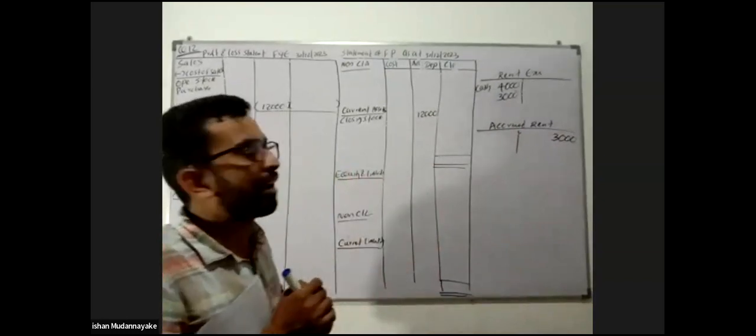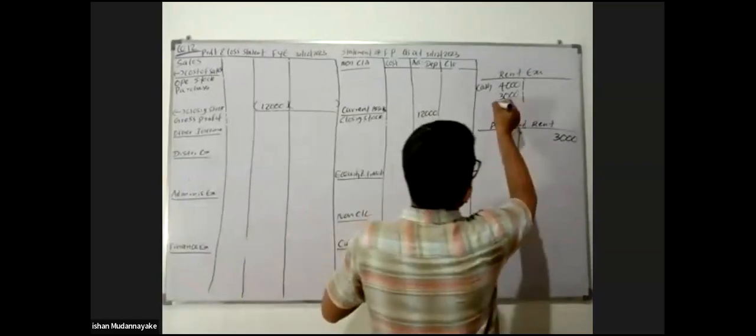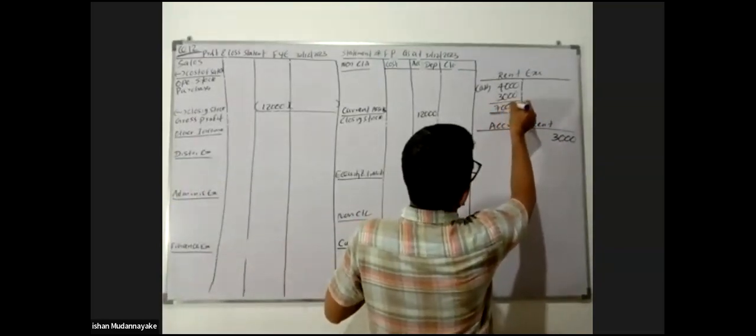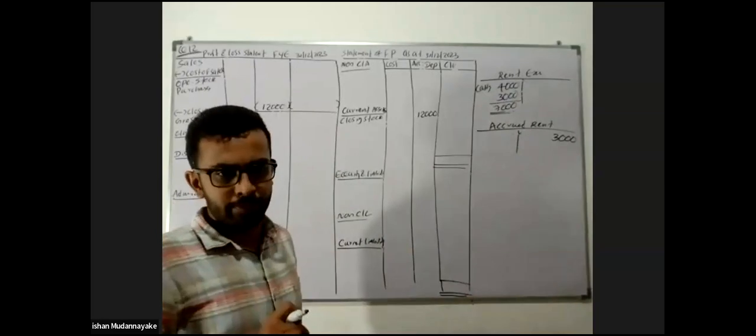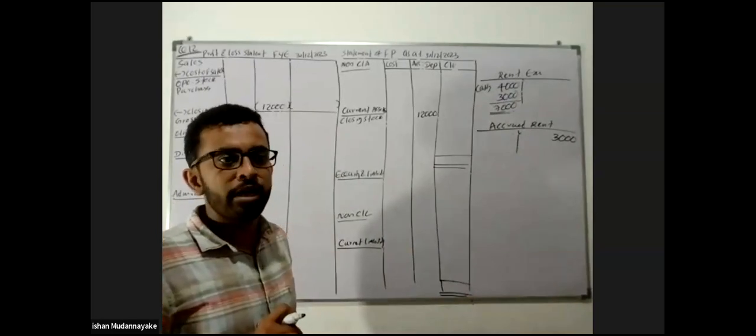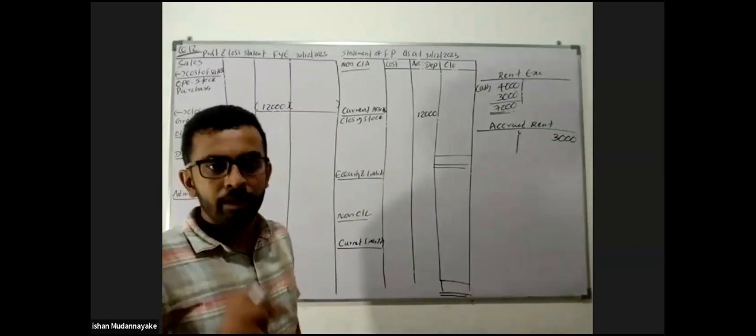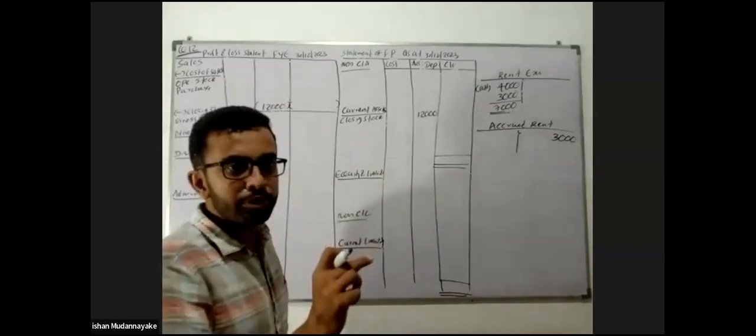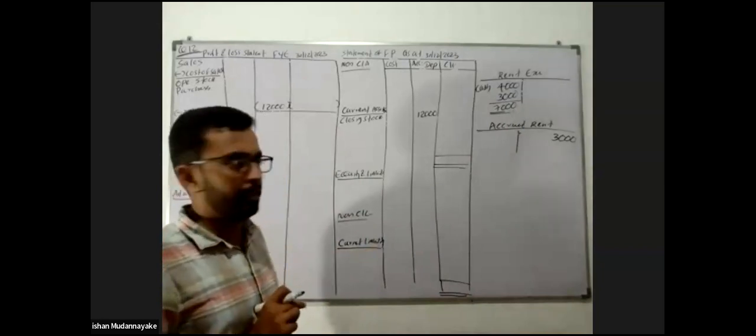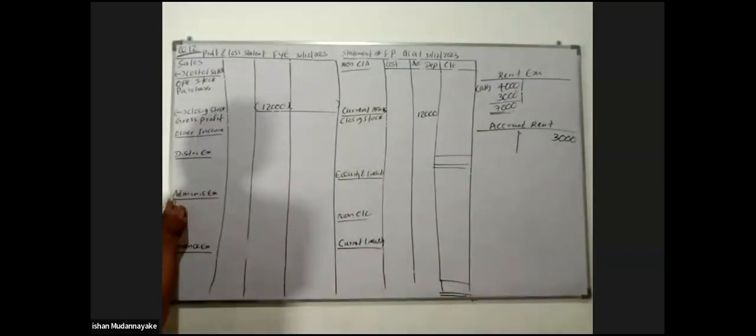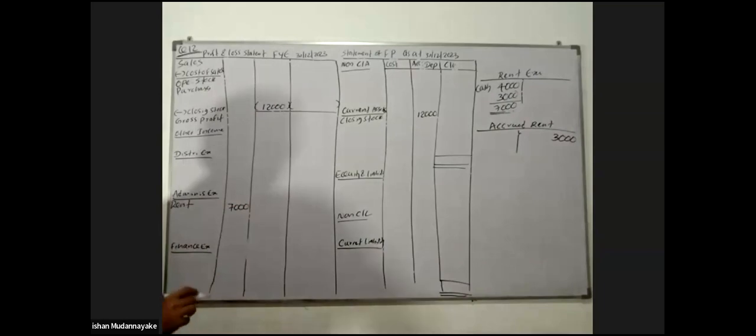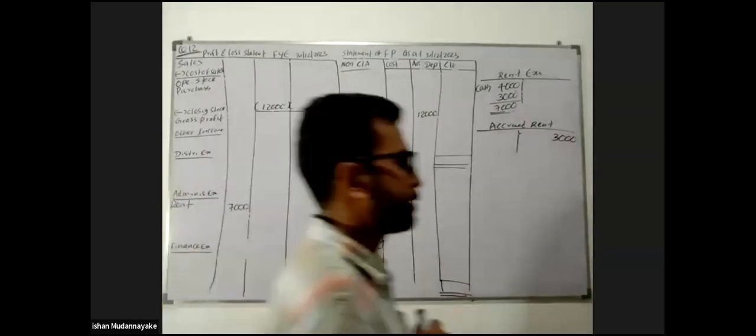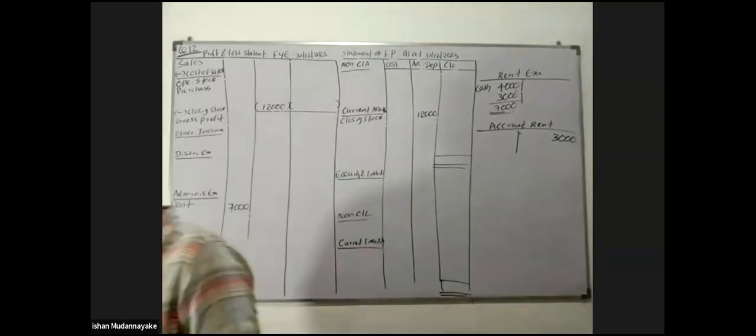Now, total rent expense for the period, how much? 7,000. Total rent expense for the period is 7,000. Then 7,000 is transferred to the profit and loss statement. In the profit and loss statement, we need to charge the relevant amount for the period. This 7,000 is the relevant rent expense for the period. Under administration expense, write down rent expense 7,000.